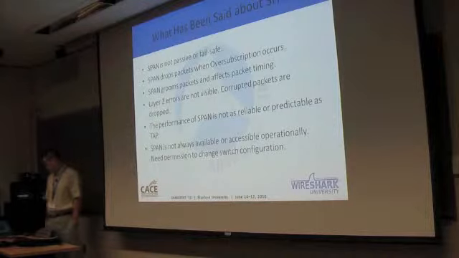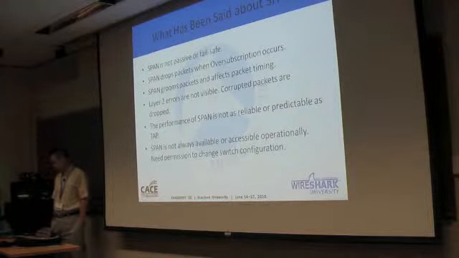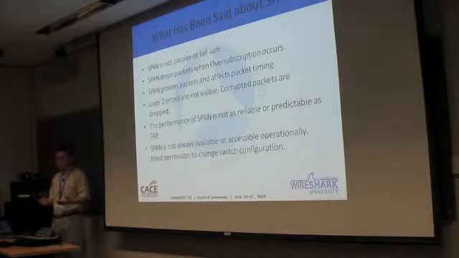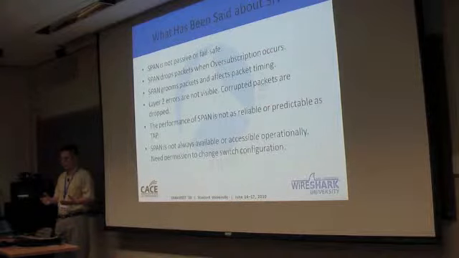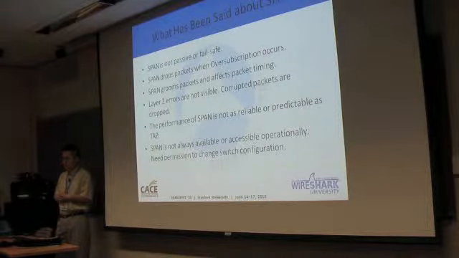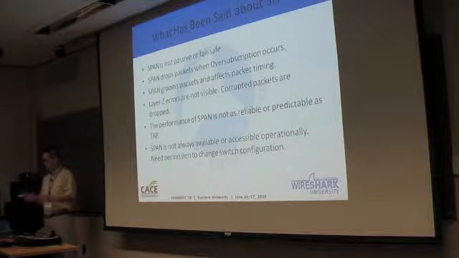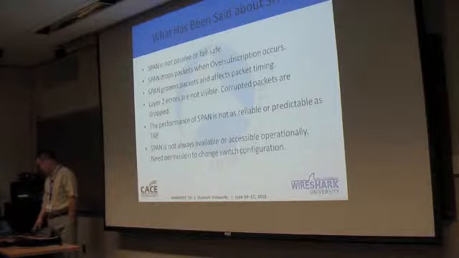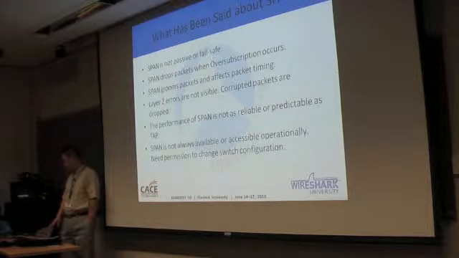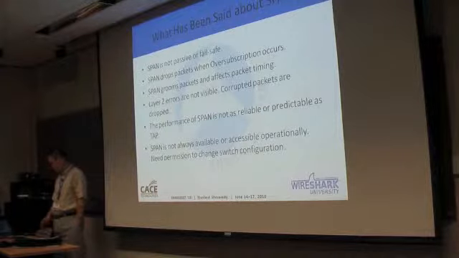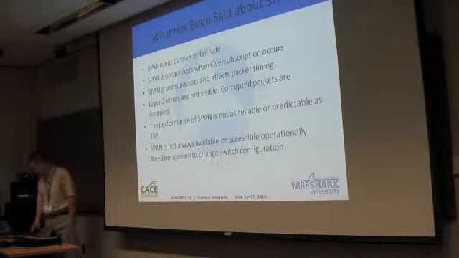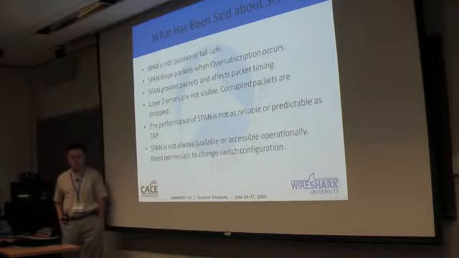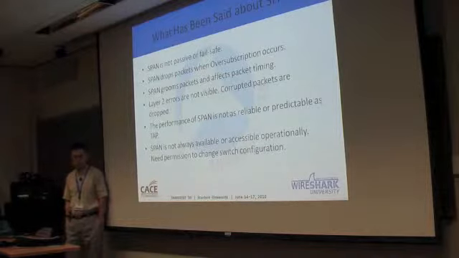And Layer 2 errors: if you use a SPAN, the Layer 2 errors are not visible because the switch will drop any corrupt packets, so those packets will not be forwarded to a sniffer. Also, the performance of SPAN is not as reliable and predictable as TAP. And SPAN is not always available or accessible operationally. You need permissions and approval to change the configuration on the switch.